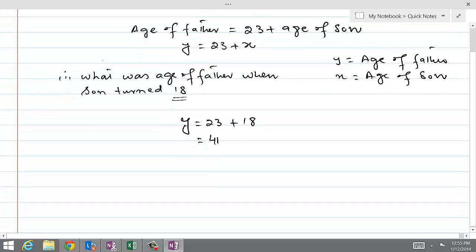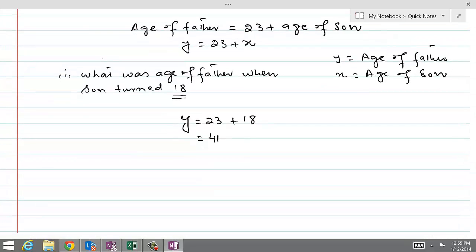In the same question, somebody could ask another question: what was the age of son when father got pension or when father got retired from his job? So let's do another question here.